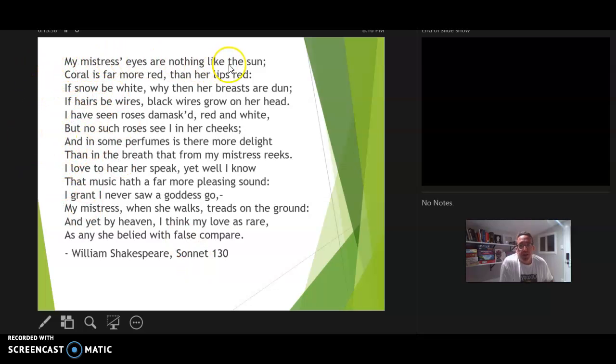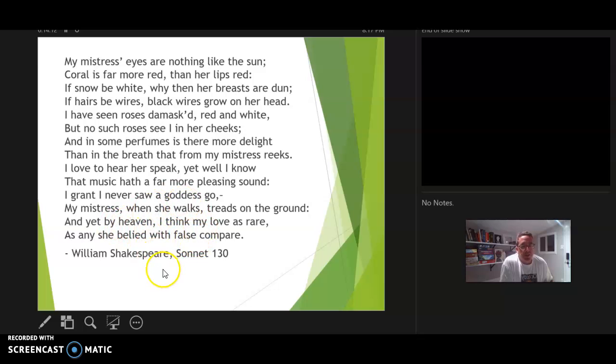My mistress' eyes are nothing like the sun. Coral is far more red than her lips red. If snow be white, why then her breasts are dun, which is a kind of brown. If hairs be wires, black wires grow on her head. I have seen roses damasked red and white, but no such roses see I in her cheeks. And in some perfumes there is more delight than in the breath from my mistress reeks. I love to hear her speak, yet well I know that music hath a far more pleasing sound. I grant I never saw a goddess go. My mistress, when she walks, treads on the ground. And yet, by heaven, I think my love as rare as any she belied with false compare.